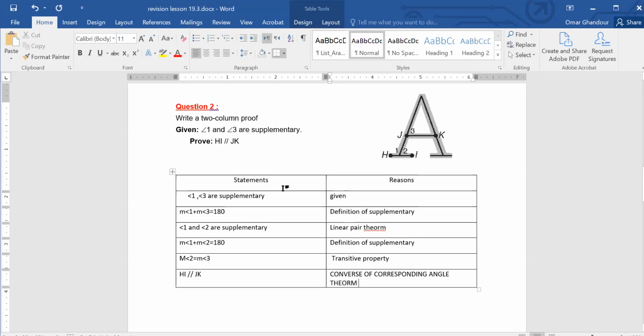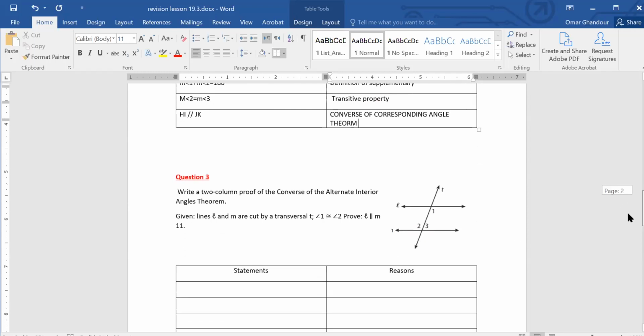You know that you can do it in even easier ways. You can do it in fewer statements than I did. Instead of the supplementary, because of the linear pair, you could have written this here right away: angle 1 plus measure angle 2 equal 180, because this is a linear pair. Even the proof can be done in many ways, not only one way.